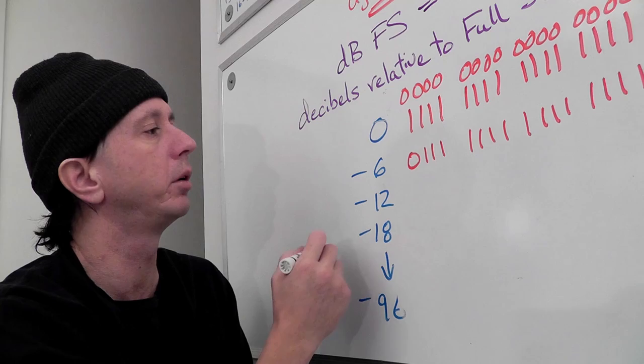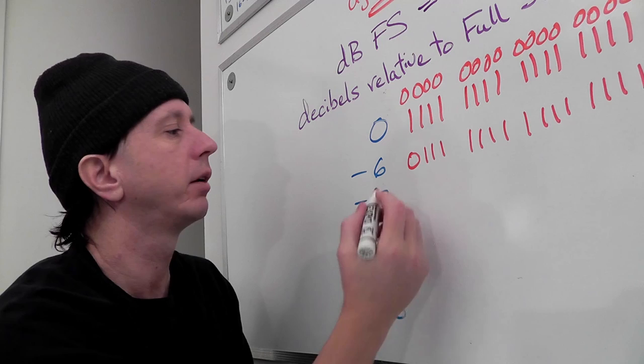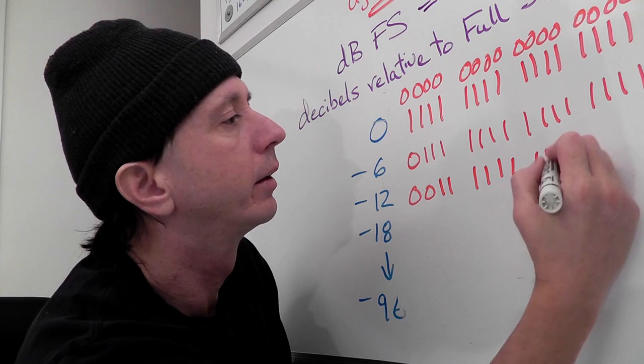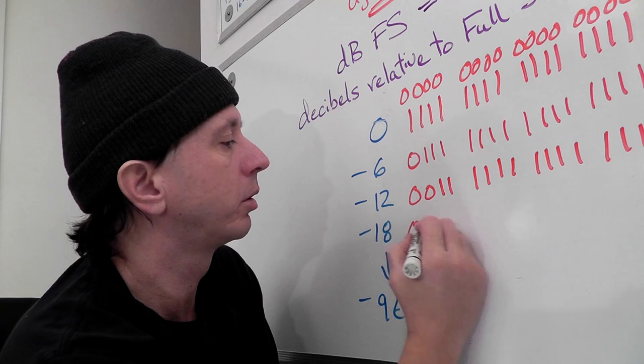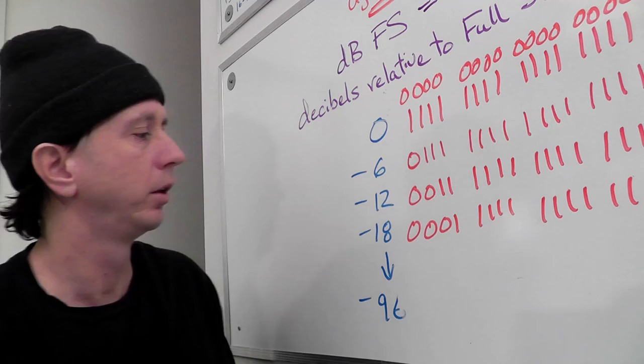Negative 12, you cut your power in half again. So what's your number then? 0, 0, 1, 1. I'm assuming you understand binary enough to know what I'm doing here. Okay, and it keeps going, 0, 0, 0, 1. Smaller and smaller signal levels.